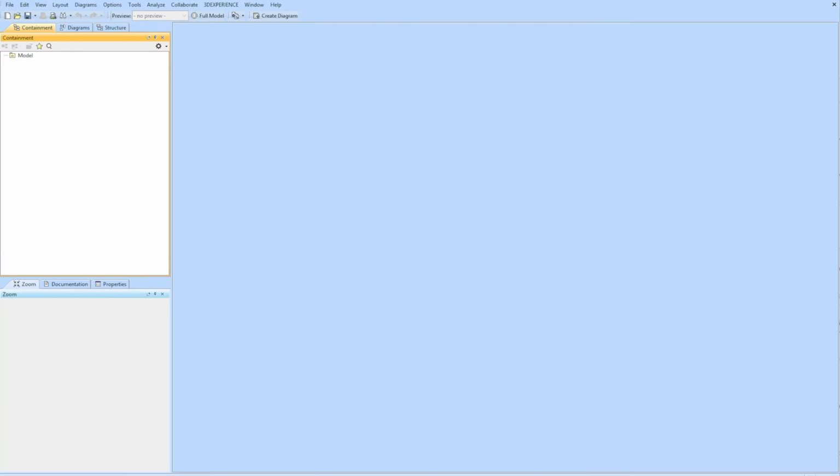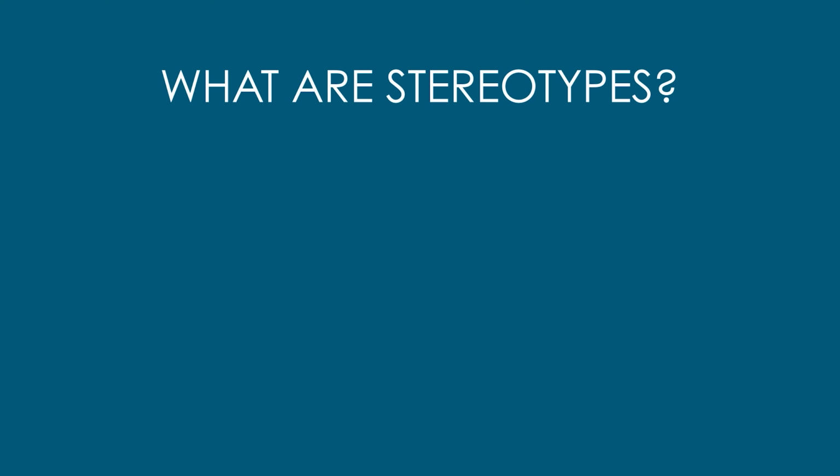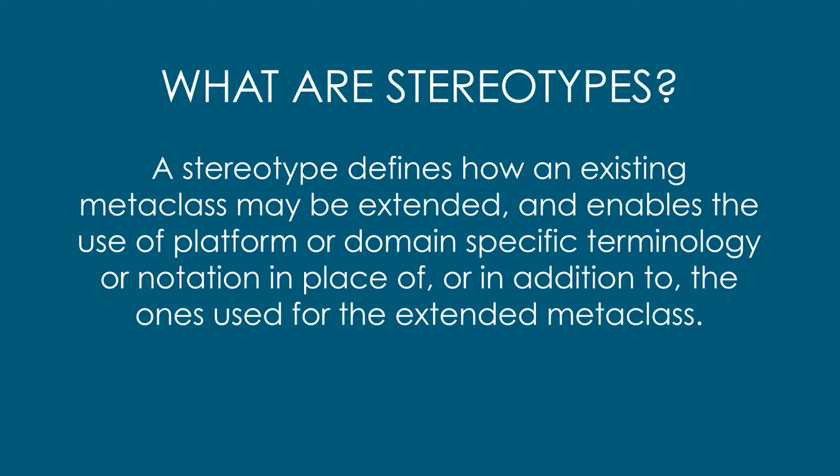To create this StakeholderNeed element, let's start with using a stereotype. First off, what is a stereotype? A stereotype is a UML element reused in SysML that defines how an existing metaclass may be extended for use in a particular domain. These domains can include ones specific to military use, commercial use, and many more.